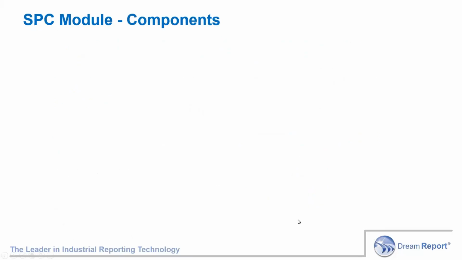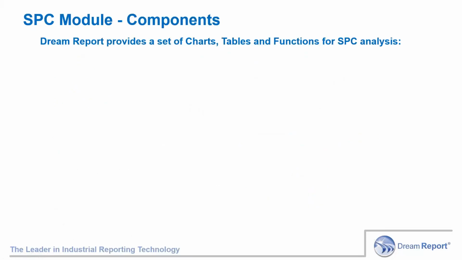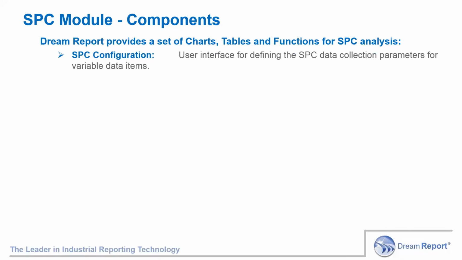There are several components that make up the SPC module in Dream Report. These include the SPC Definition subsystem, which lets you define your SPC functions, the spec limits, control limits, etc., and then a bunch of graphical objects and calculations that are enabled with the SPC module. The SPC configuration is an interface for defining your data collection parameters, your upper and lower limits, where the tags come from, and your sampling methodology. All of that is defined in the SPC definition window.